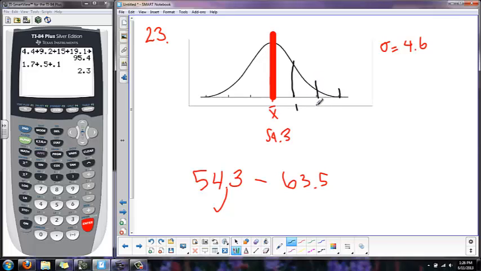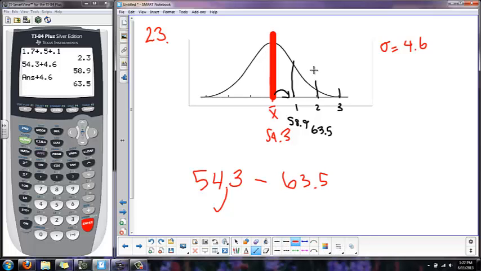So this is positive 1, positive 2, and positive 3. To figure out one standard deviation away from the mean, I take the mean, 54.3. Whoops, not 500, 54.3 plus 4.6. Hit enter, and that is a score of 58.9. That's not quite 63 yet, so I'm going to add on another 4.6. There we go. I found our 63.5. So that lies at positive 2 standard deviations away from the mean.